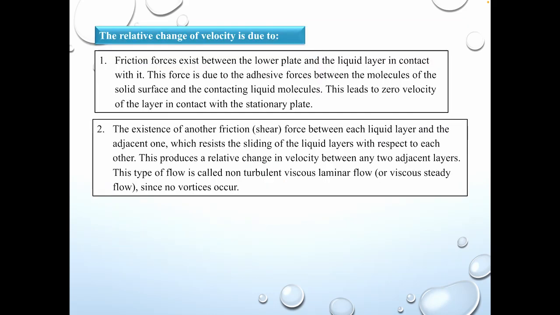Number two, again, the existence of another friction force between each liquid layer and the adjacent one, which resists the sliding of the liquid layers with respect to each other. This produces a relative change in velocity between any two adjacent layers. This type of flow is called non-turbulent viscous laminar flow or viscous steady flow, since no vortices occur. No vortices, it is something between the steady flow and turbulent flow, but viscous steady flow. The steady flow is originally non-viscous, but this one is viscous, meaning there is adhering force, and each layer has friction with the layer below it.